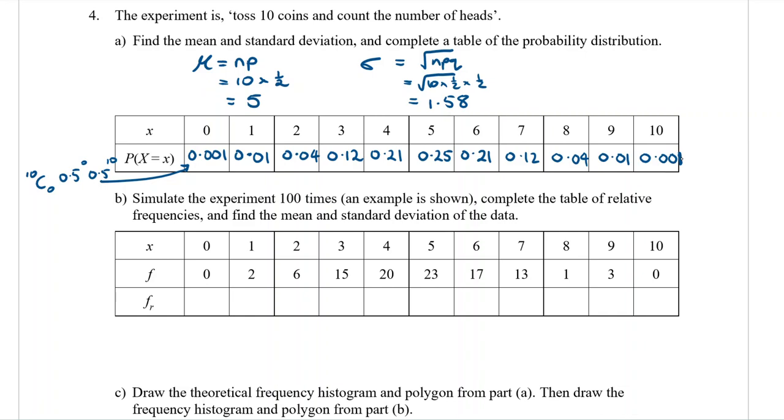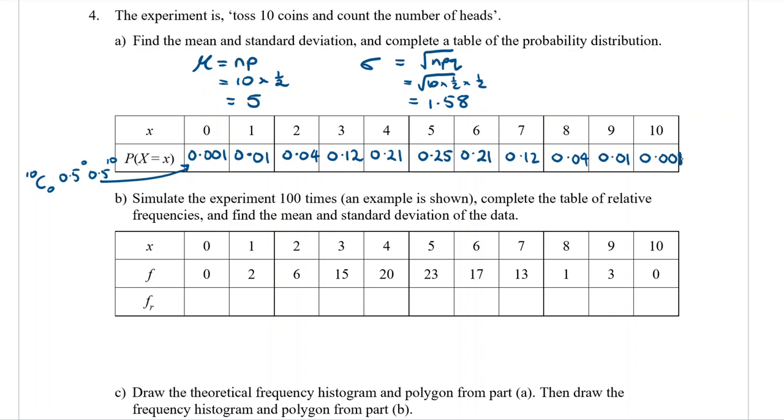All right, so does that make sense how to get that table? Everyone's had a bit of a practice with that? Okay, so that is theoretically what should happen. Remember theoretically versus experimentally? Yes. So theoretically, if you were to toss 10 coins, that is the result that you should get. Experimentally, though, it may be slightly different.